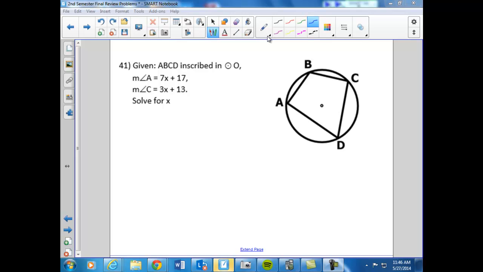Okay, for number 41, we're given a polygon that's inscribed inside the circle. We're given information about angle A and angle C. Well, what's true about the opposite angles? What's true about opposite angles is that they're supplementary. So then I can say that the measurement of A plus the measurement of C is equal to 180 degrees.